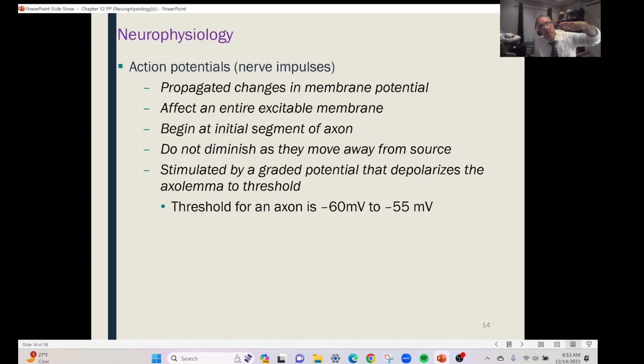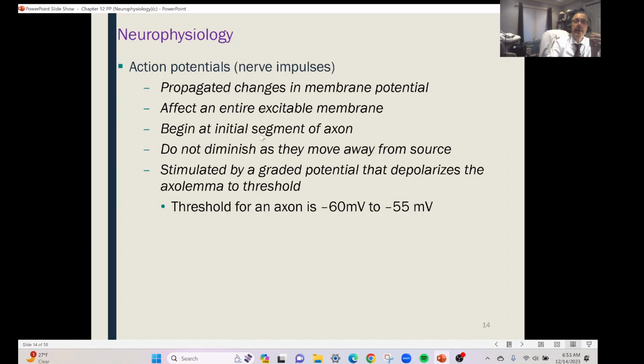So we know resting membrane potential. We know what local currents are, a graded potential. But once we get that graded potential to travel to the axon, on the axon, we're now going to have an action potential, which is the nerve impulse. So this is going to be a little bit more involved than what we saw with the graded potential. These are propagated changes, and what I mean by that is that these are changes that are going to travel down the axon, and they affect an entire excitable membrane. So this is going to affect the axolemma, which is the cell membrane of the axon.